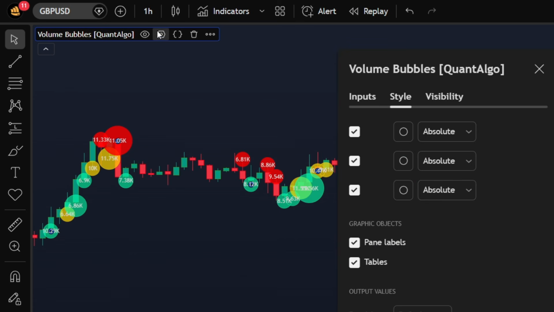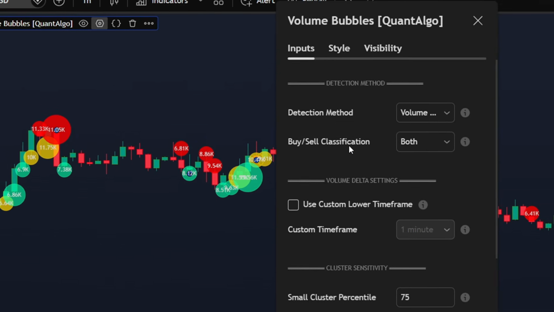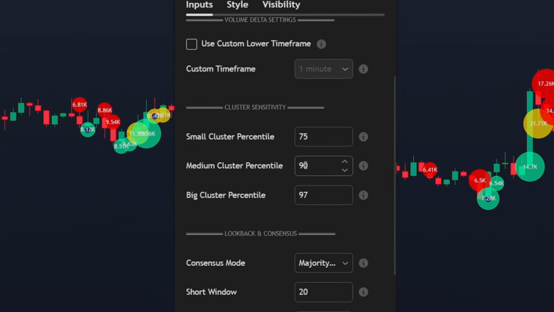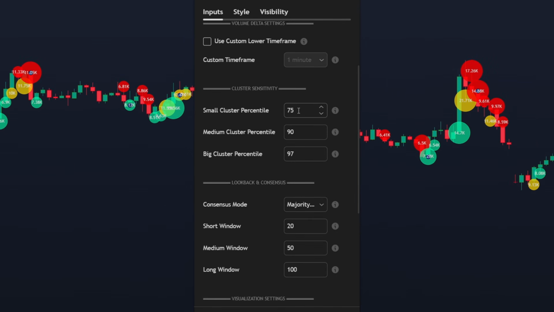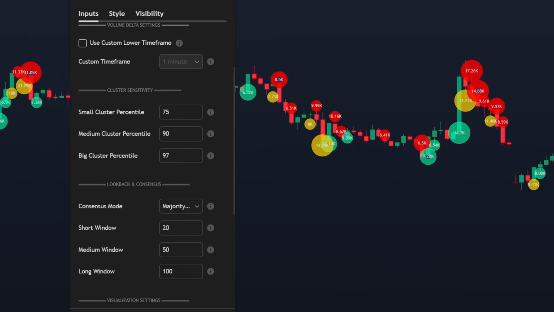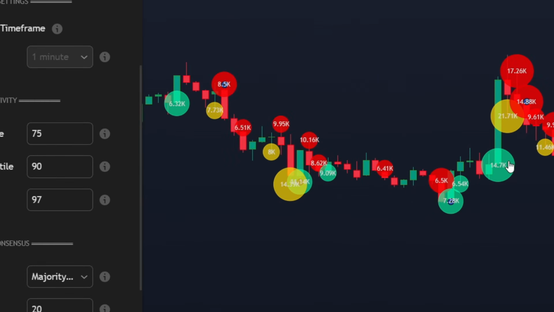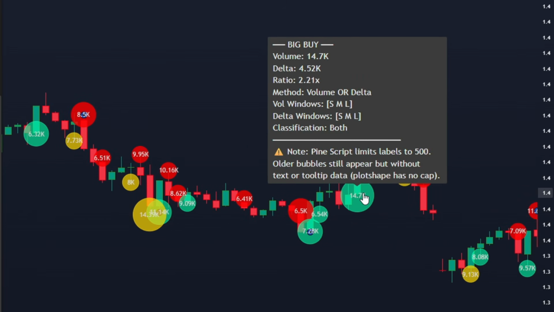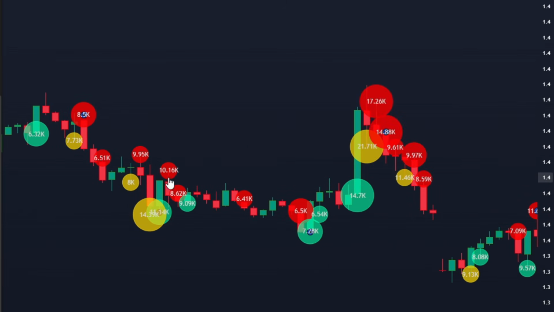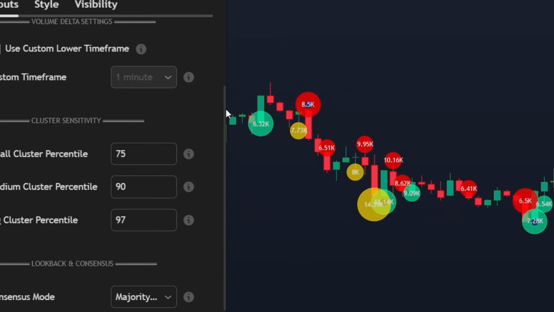If you open the settings, you can do that from here. You will find the percentile thresholds that control these bubble sizes. By default, the thresholds are 75, 90, and 97 for small, medium, and big bubbles. So for example, if a bubble is classified as big, that means volume on that candle was greater than 97% of the recent volume history. That is why the bigger the bubble, the more important it becomes.